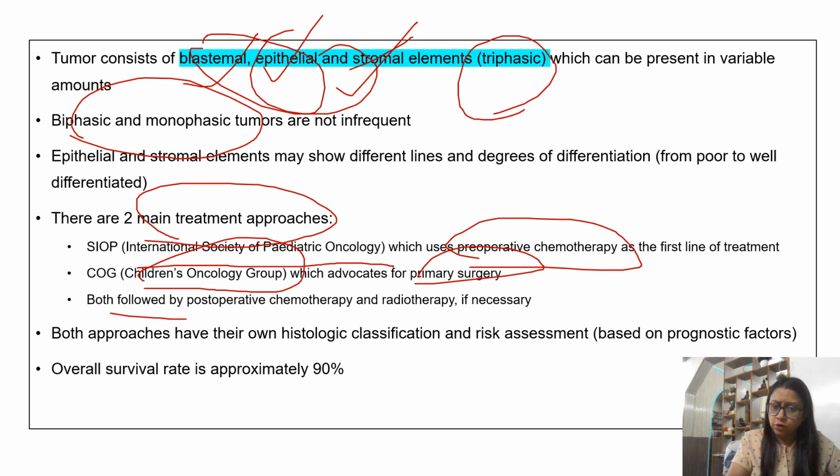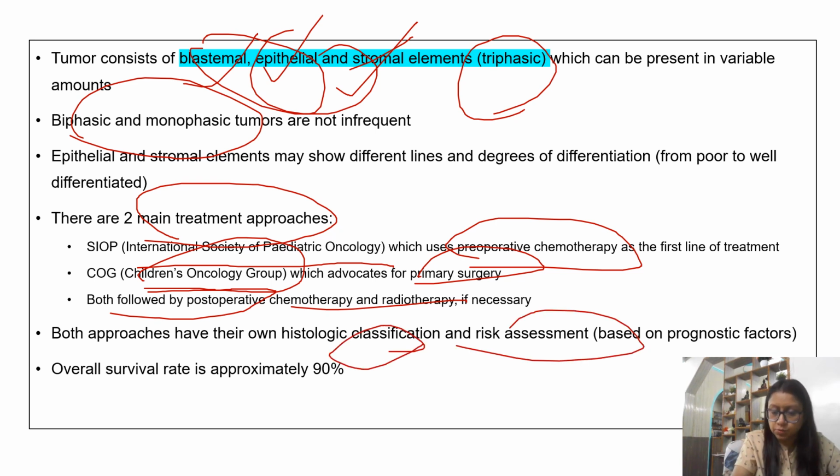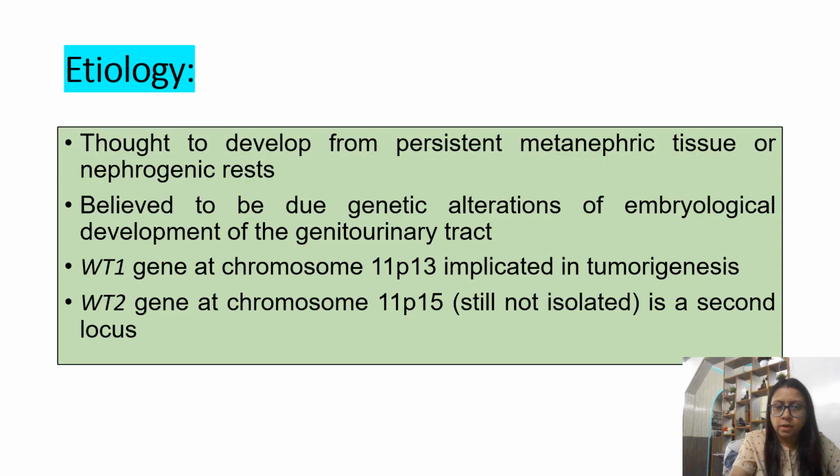Either way, after surgery the patient has to be given chemo and radio, or if you give chemo before surgery, then also after surgery you have to give the child proper chemo and radiotherapy. Both approaches have their own histological classification and their own risk assessment, which is based on prognostic factors. Overall survival is very good in Wilms tumor, 90%.